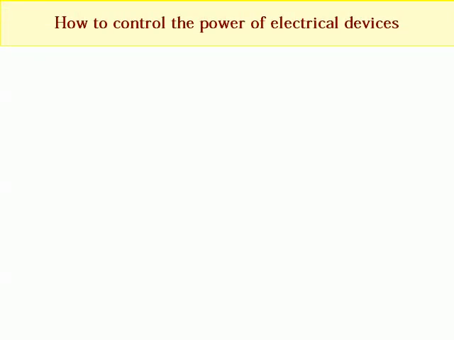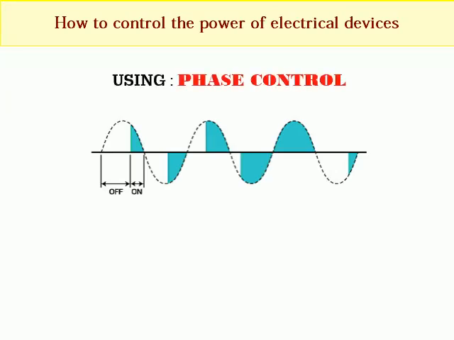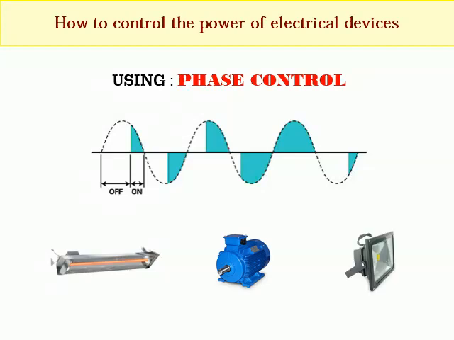This research is a complete study on the process of controlling the power of devices operating on alternating current AC, using the method called phase control. Examples of these devices are heaters, motors, and lighting devices of medium or high electrical power.